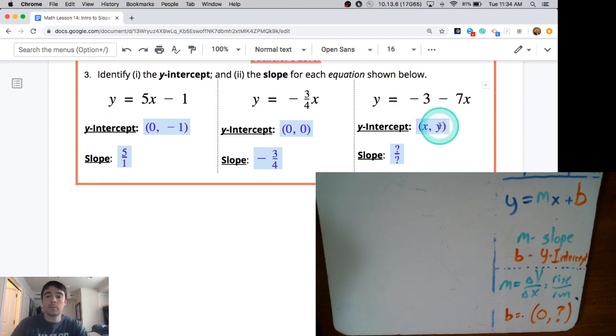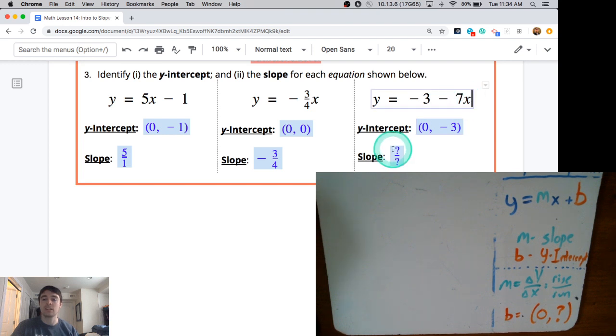So our y-intercept, or the y value here, is negative 3. If I were to make x 0, that whole negative 7x would disappear, and y would be equal to negative 3 if I were to make x equal to 0. The slope then, of course, will be the number, the coefficient of x, in this case the negative 7 that's multiplied with x, so the slope is negative 7, or we could call that negative 7 over 1, and I'm going to go ahead and put that negative sign out in front again.